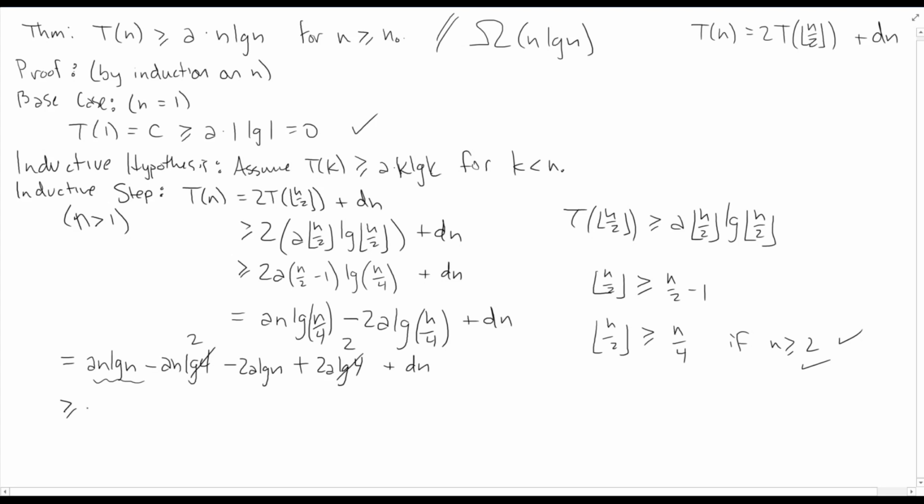So remember, we're trying to say that this is greater than or equal to n log n. And then we got a bunch of extra stuff. So let's see what our extra stuff is going to be here. We've got minus 2an. We've got minus 2a log n. We've got plus 2a. And we have plus dn. Okay, and we want this all to be greater than or equal to, sorry, this line was actually just algebra that I just simplified, so I'm going to replace that with an equal to.